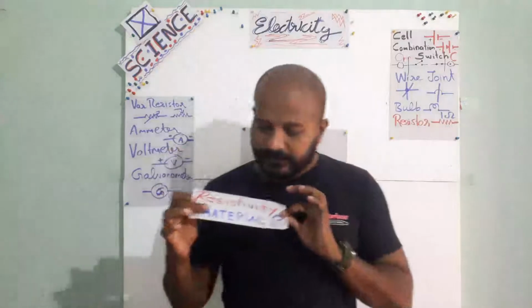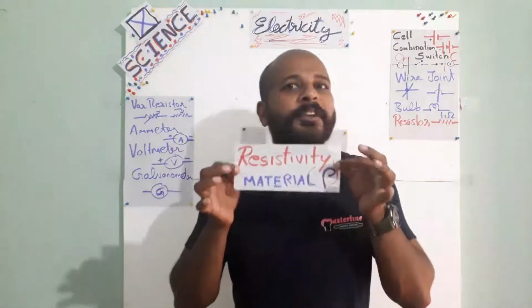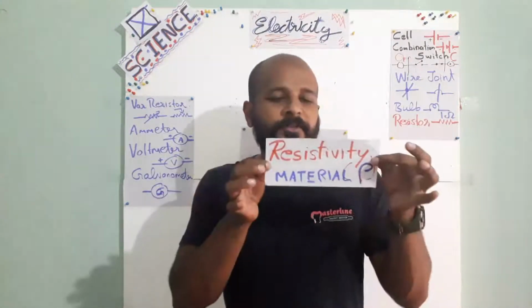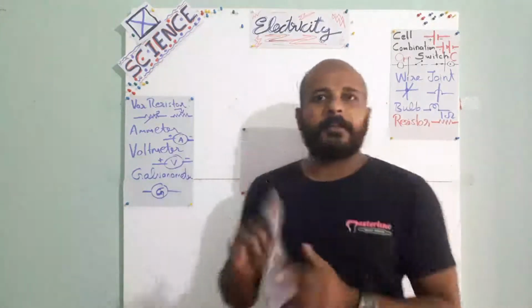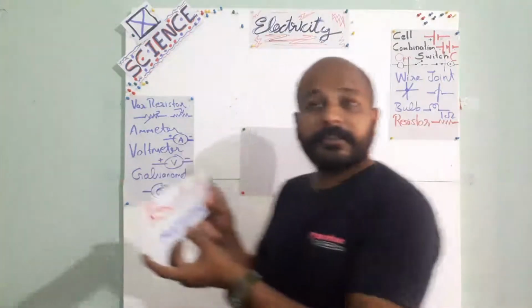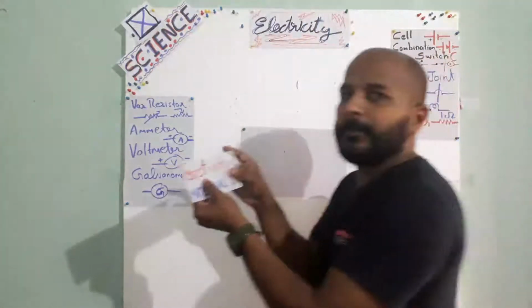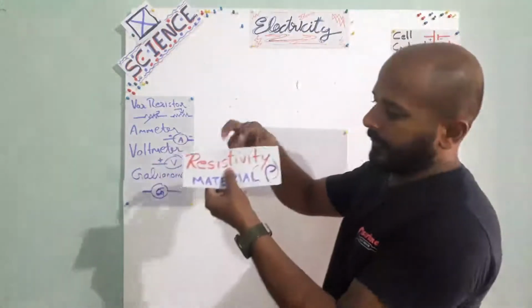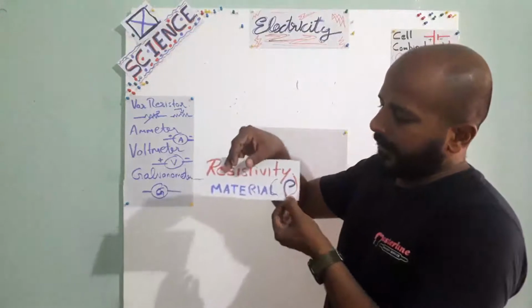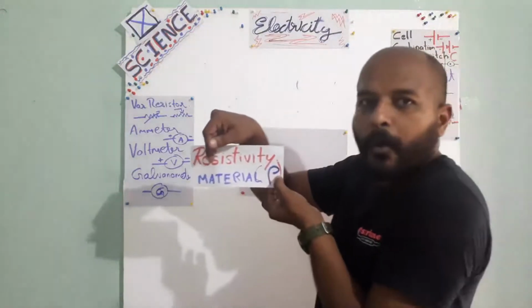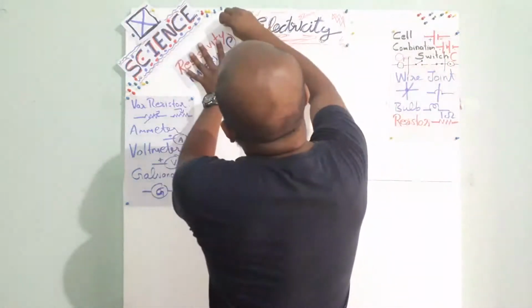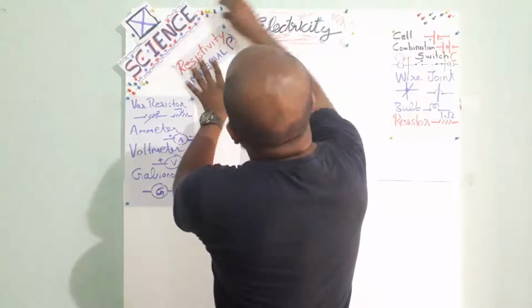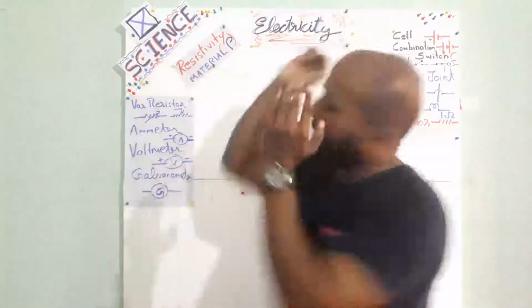Material. Why have I written material here? Actually, there is nothing directly related to this, but we will talk about that. Something is very much similar between resistivity and materials, and it is denoted by a special character, the Greek letter rho. Let me paste it here. I hope everyone can see that.